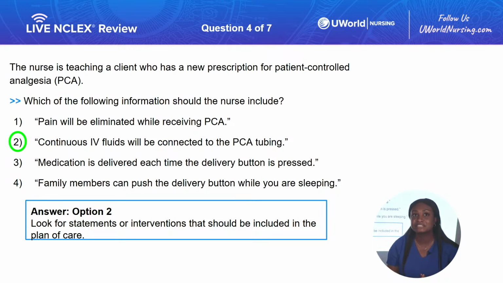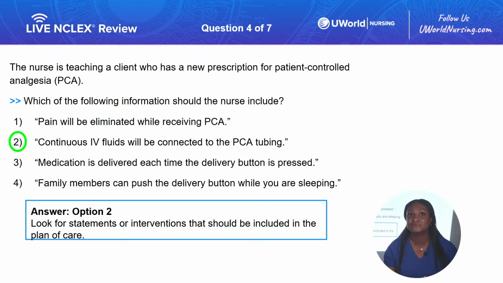And then option 4, family members can push the delivery button while you are sleeping. Again, this is something that we would not want to teach the family or the patient to do, because this is something that we don't want to happen. And again, just a wrong answer. Option 2 is the only one that is completely right the entire time.